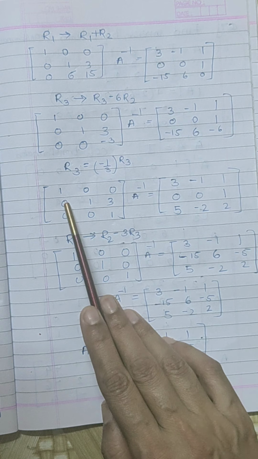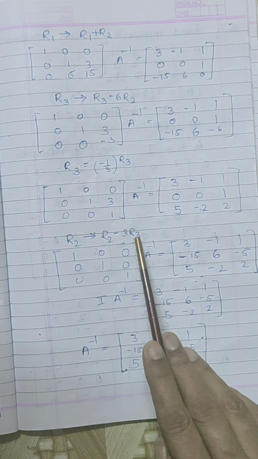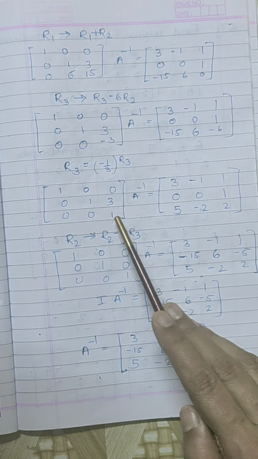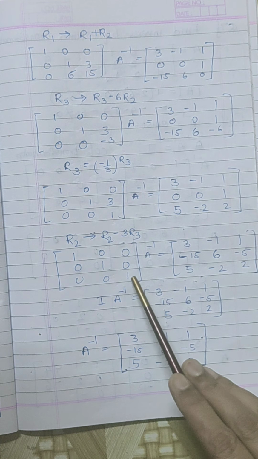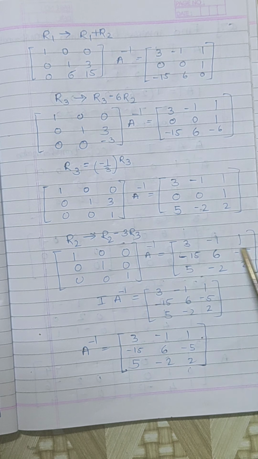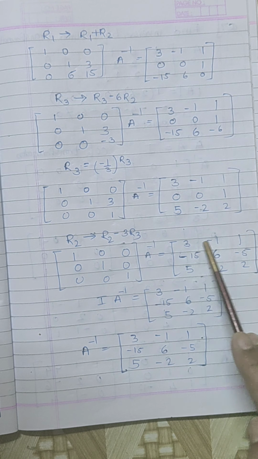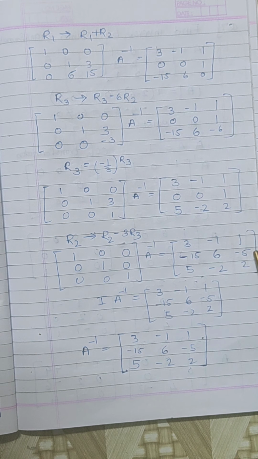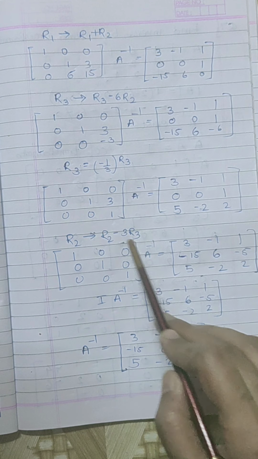So 0. R2 minus 3 R3. Here 0, no change. Here also no change will be there. And here 3 minus 3 into 1, so it becomes 0. Same transformation. Write 1 and the first and third row as it is, and do transformation on the second row. Now see this matrix, it has become the identity matrix.